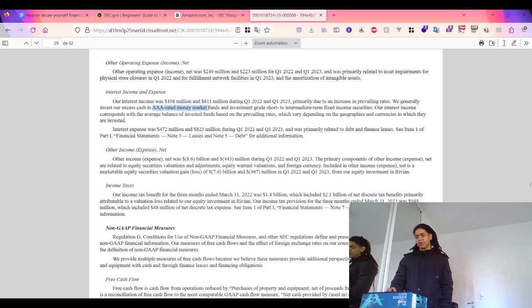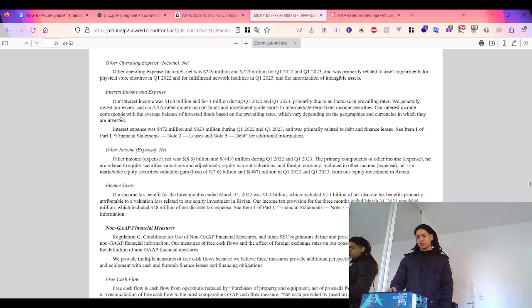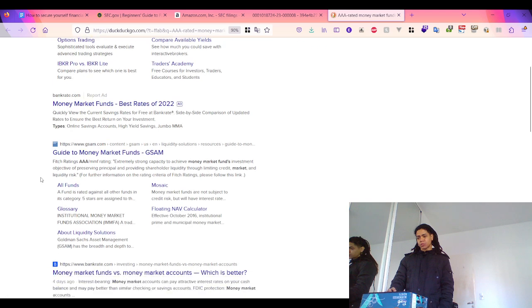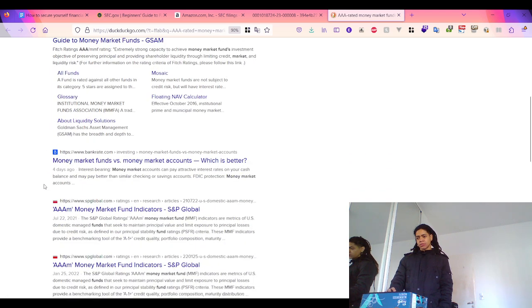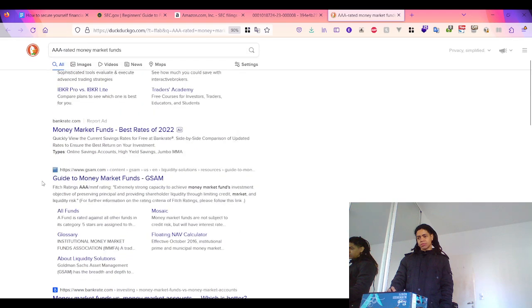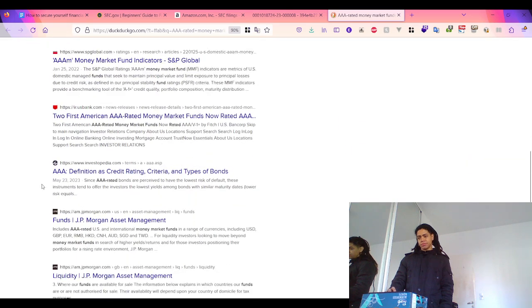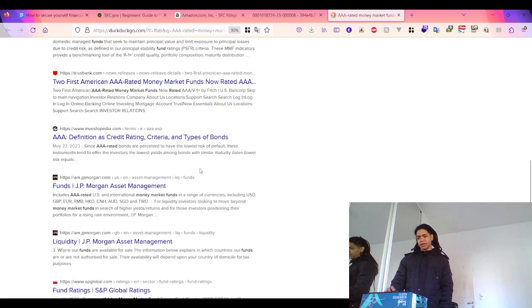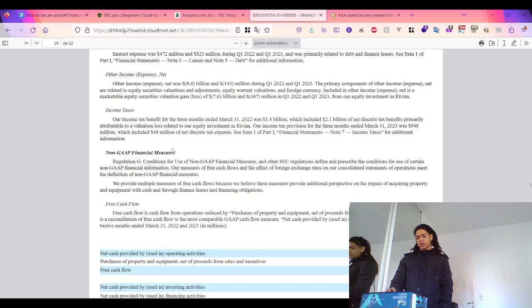Interesting. Money market funds. Our interest income corresponds with the average balance of invested funds based on the prevailing rates. So their excess cash, or interest income, they invest in that. Credit rating, AAA. Non-GAAP financial measures, regulations, conditions for use.